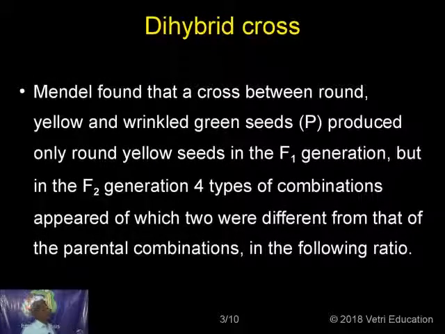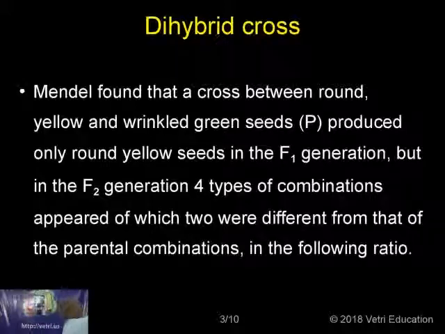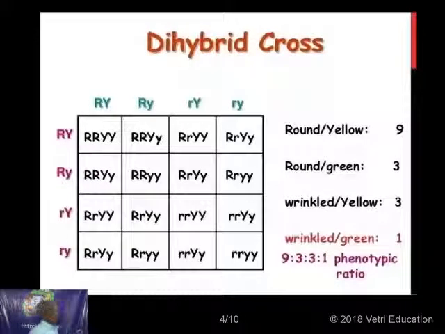Mendel found that a cross between the round yellow and wrinkled green seeds produced only round yellow seeds in the F1 generation, but in the F2 generation four types of combinations appeared, of which two were different from that of the parental combinations in the following ratio. So the ratio is given here, 9:3:3:1. I am going to explain this with some more details. We will go to the presentation now.